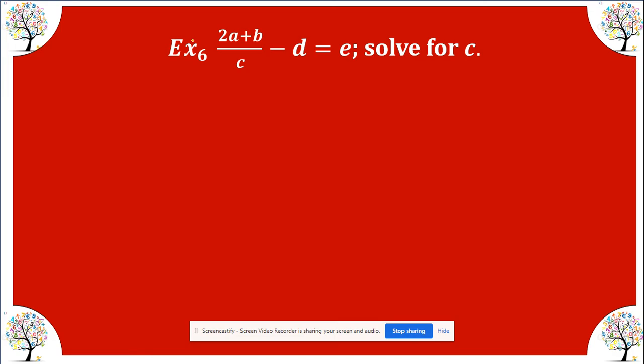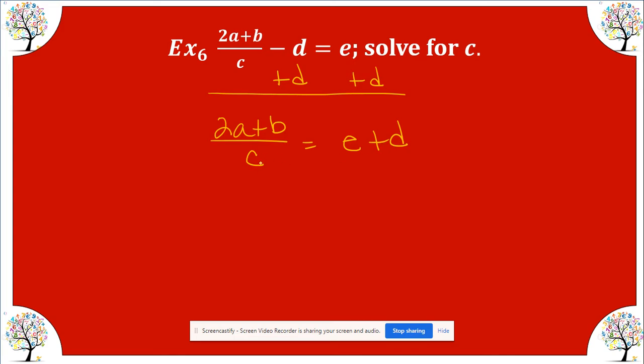Okay, let's take a look at this same equation, but this time we're going to solve for a different variable, and we're going to solve for C. So in this case, when you have a variable that you're solving for in the denominator, or if it were in parentheses, we would have to do something to that variable instead of just leaving it where it is the whole time. So let's go ahead and still move the minus D first. So we have 2A plus B all over C is equal to E plus D.